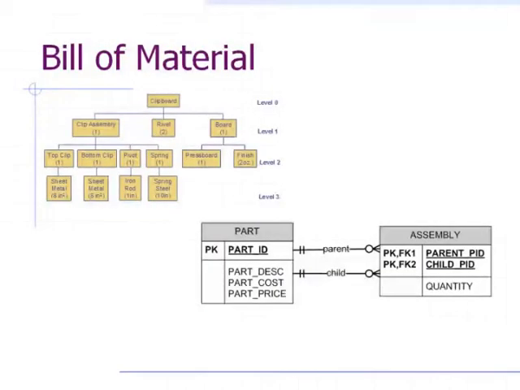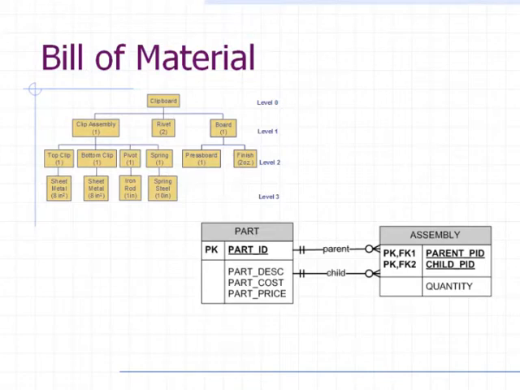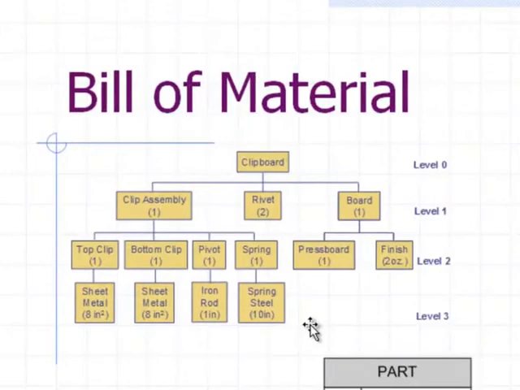Here is another very interesting example that is called the bill of material, or we simply call this BOM. This is structural information about how to build a product using several different components or assemblies. This is very important information, particularly in the manufacturing environment.